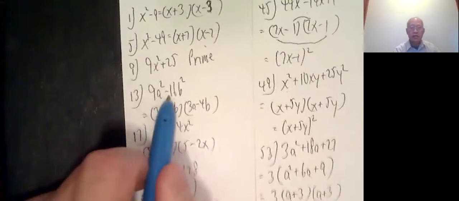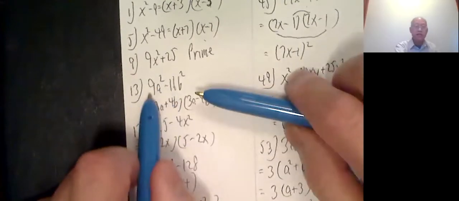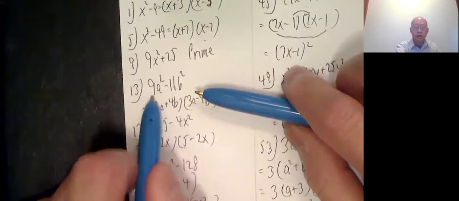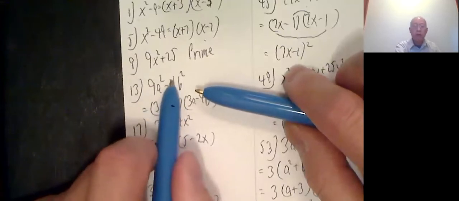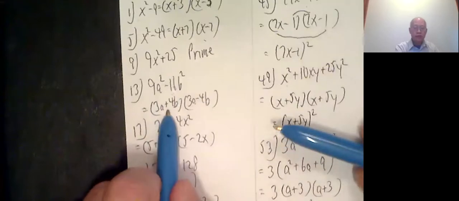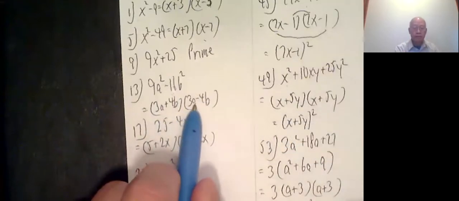9a squared minus 16b squared. So what do I square to get this? 3a. What do I square to get this? 4b. So 3a plus 4b, 3a minus 4b.